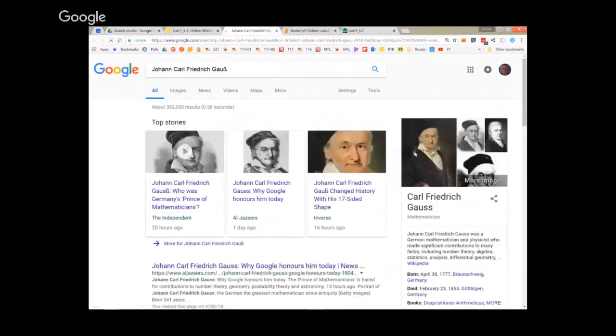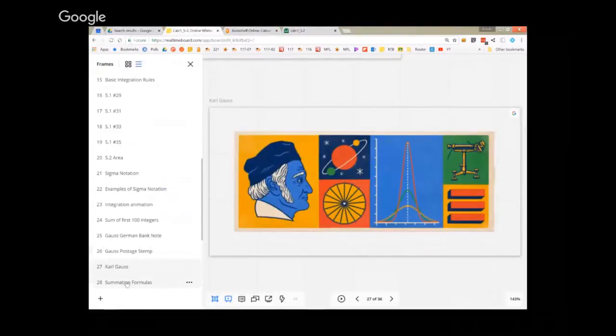We take a look here at the information page. Yeah, way down there on the bottom. Gauss would have been 241 years old yesterday. So that tells you how long. Anyway, you see here, Prince of Mathematicians. Pretty famous guy. From a mathematical point of view, very famous.